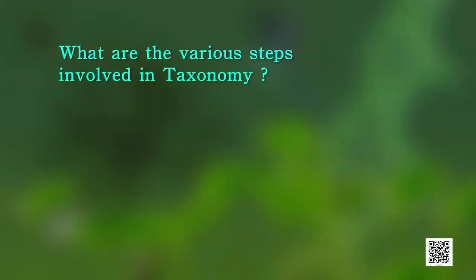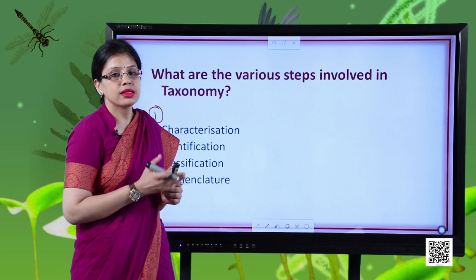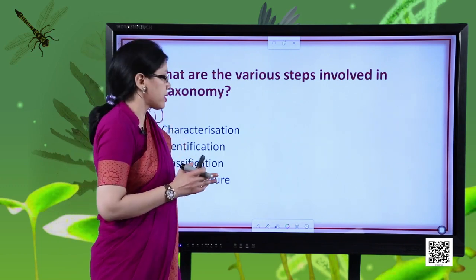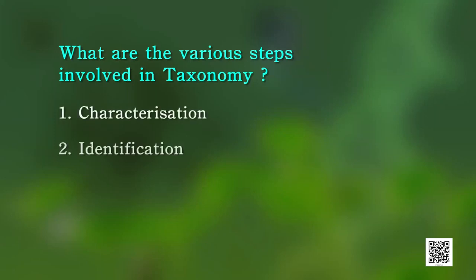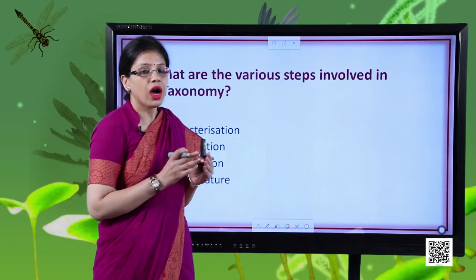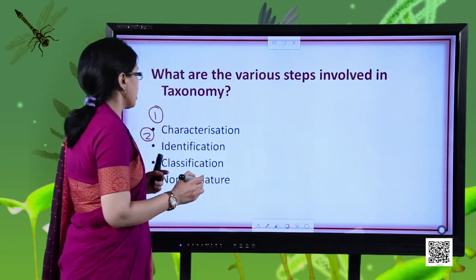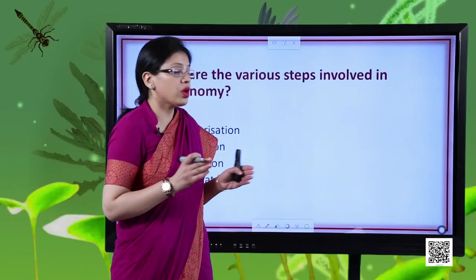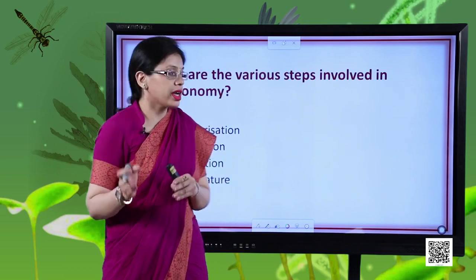In your previous session, you have already studied about the various steps which are involved in taxonomy. The first step is characterization, okay? Characterization is a process in which we are studying the characteristic of the given organism. Then we have second step, that is identification. I hope you remember, in this step we are trying to identify the given organism. Then we have third step, that is classification. Based on the characters, we are trying to classify the organism, we are trying to put it into different categories.